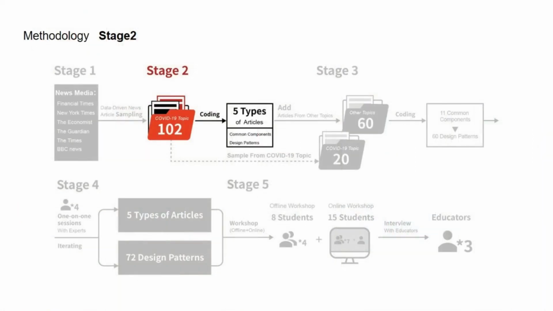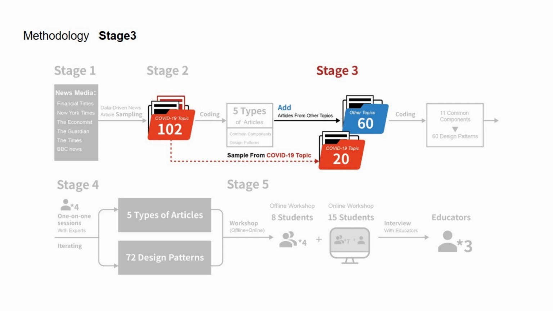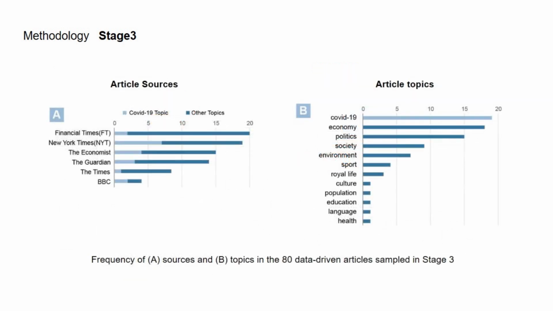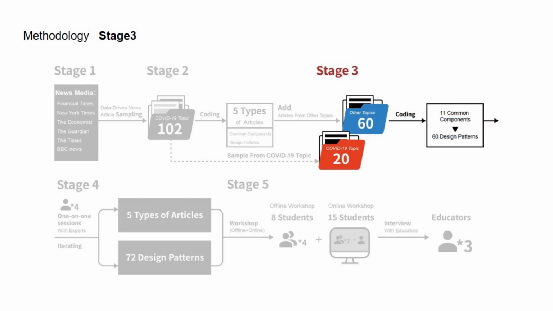We used inductive and open coding methods to classify articles into 5 types based on variations of 5 criteria, then focusing on common design patterns in text and visualizations. To avoid uniformity, we included other topics in our coding. First, we selected 4 COVID topic articles of each type from our COVID article set. Then we sampled additional articles from other 11 topics from the same 6 media websites, totaling 80 for stage 3 coding. After coding these 60 new articles, we confirmed no new article types, identifying 60 design patterns in total.